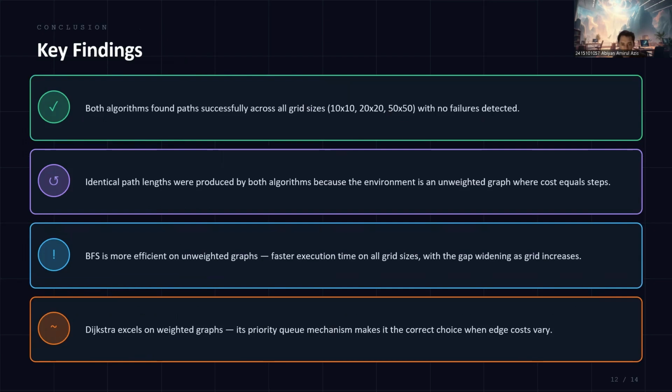Both BFS and Dijkstra successfully found valid shortest paths in all test cases. The path lengths produced by the two algorithms were identical because the grid is unweighted. BFS is more efficient on unweighted graphs, with the fastest execution time on all grid sizes, with the gap widening as grid size increases. Dijkstra excels on weighted graphs. Its priority queue mechanism makes it the correct choice when edge costs vary.